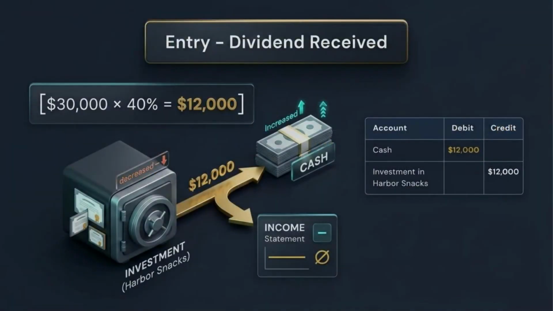Now, Meridian records the dividend received. Harbor paid $30,000 of total dividends and Meridian owns 40%. So, Meridian receives $12,000. The entry is debit cash for $12,000 and credit investment in Harbor Snacks for $12,000. The income statement is not affected. This is the part many learners miss because cash received feels like income. But under the equity method, the income was already recognized through the $48,000 income pickup. The dividend is a distribution from the investment, not a fresh earning event.